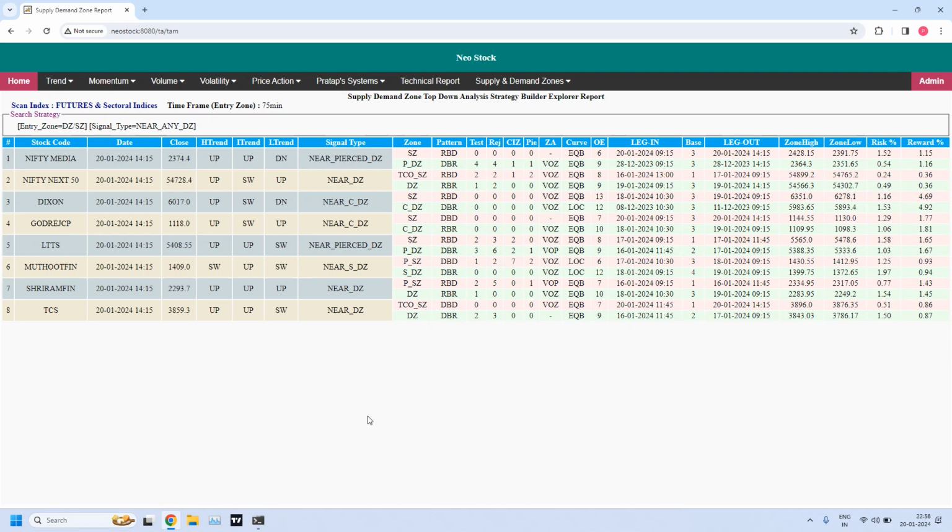Let us find the high liquidity 75 minutes demand zones. So we have Dixon, still it is valid. Yesterday also we got the fresh zone. Next one, we got Godrej CP. This is a fresh zone. So check the quality of the zone.